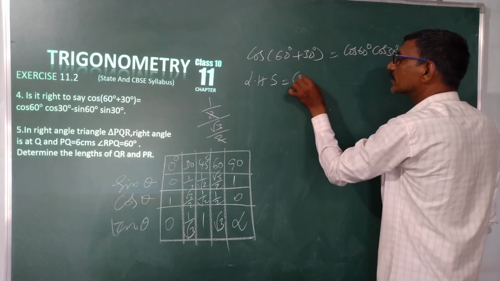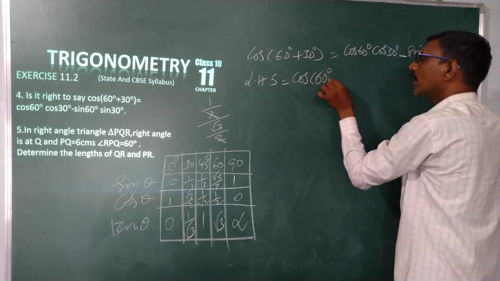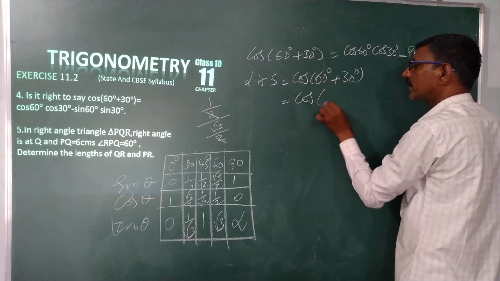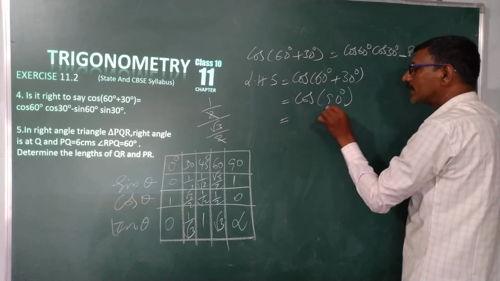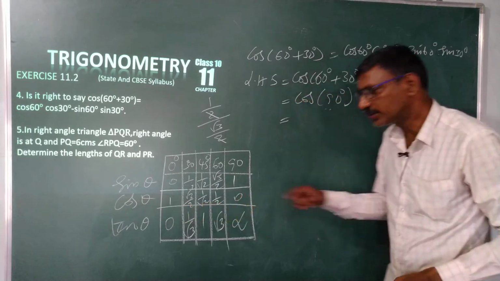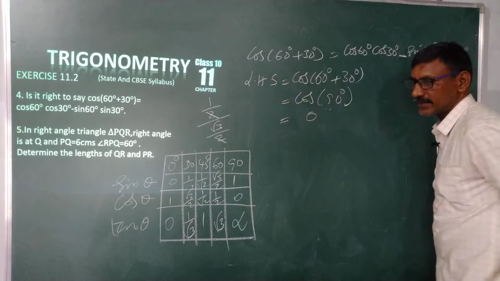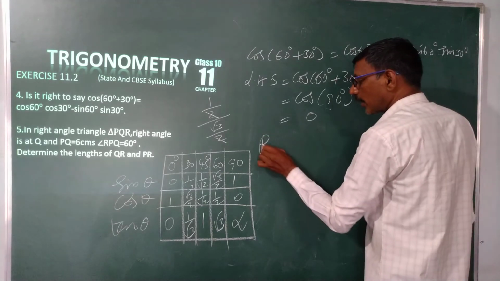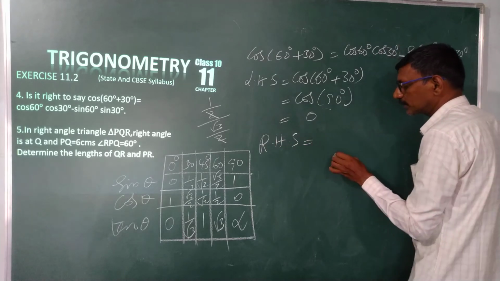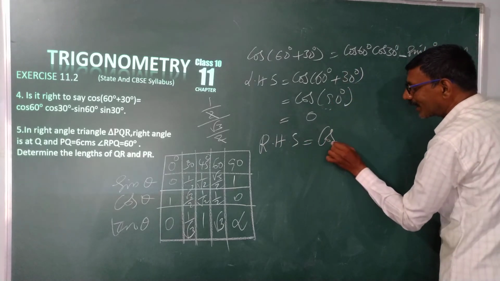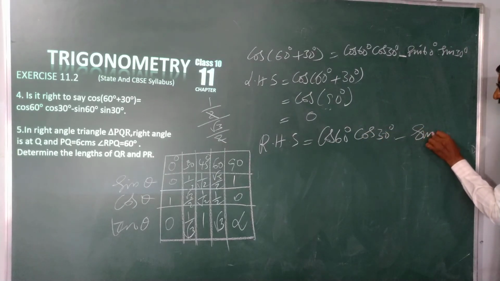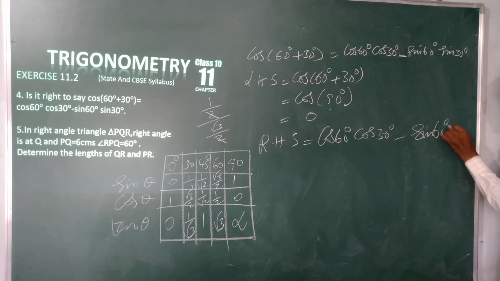LHS is equal to cos of 60 degrees plus 30 degrees. 60 plus 30 is 90 degrees. Cos of 90 degrees is 0. My LHS is 0. We'll see if RHS is 0 or not. Going to RHS, it is equal to cos 60 degrees into cos 30 degrees minus sin 60 degrees into sin 30.